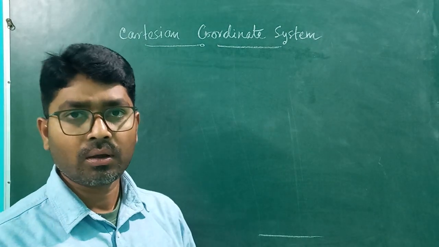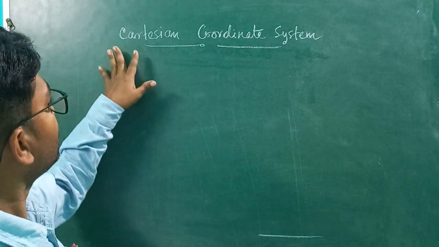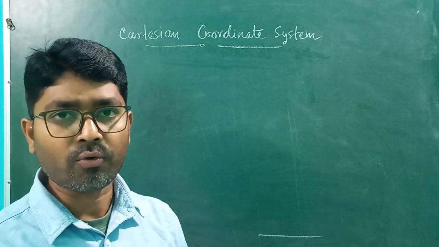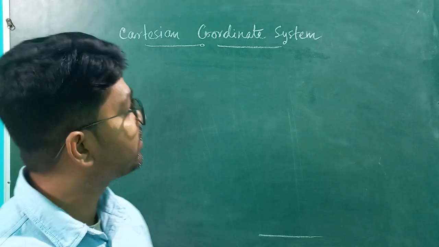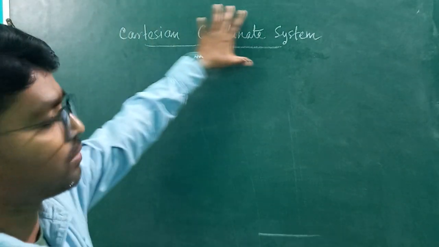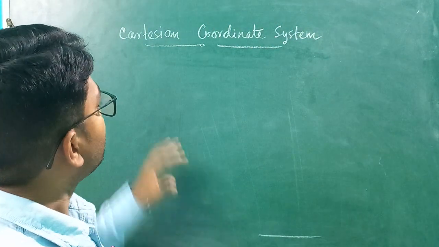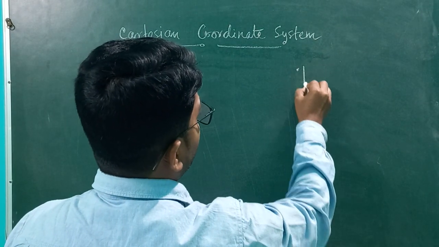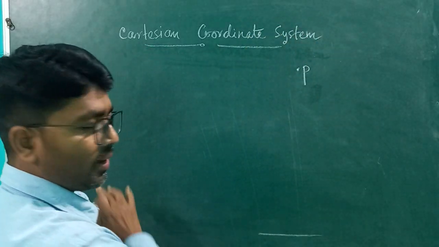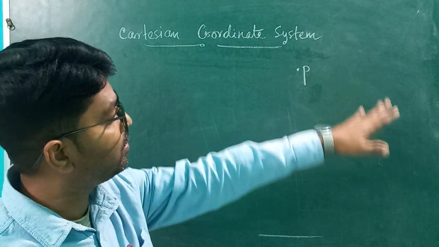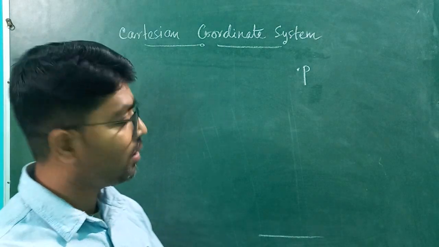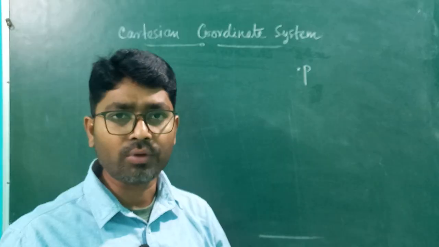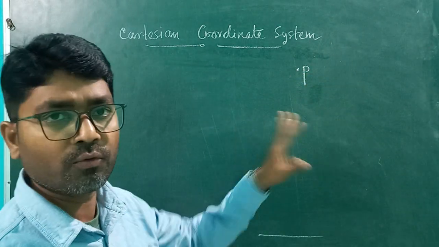Today we are going to describe the Cartesian coordinate system, which is very important in our mathematics. So what is its necessity first? This system is required to specify the position of a point in the plane. That is, this blackboard is a plane, and if we put a point P on this blackboard, how can we specify its position on this board?